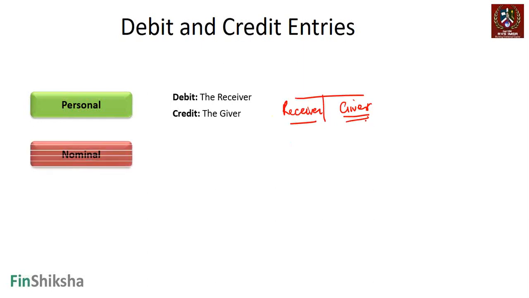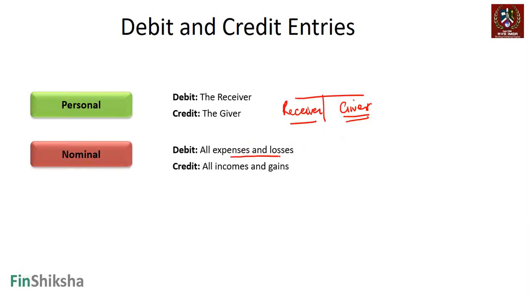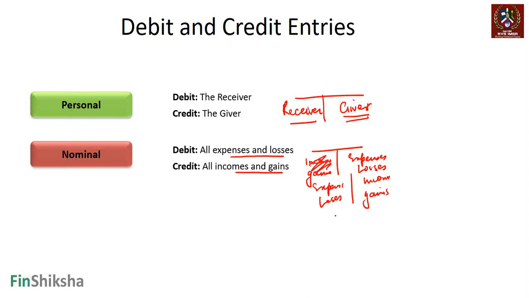credited, right? When you have a nominal account, you will debit all expenses and losses. You will credit all incomes and gains, right? So your incomes and gains will come here. Increase in income, remember, is a credit, and expenses and losses will come here. Sorry, it's the other way around. Expenses and losses are on the debit side and incomes and gains are on the credit side, essentially, right? So that's what you see with the nominal account.